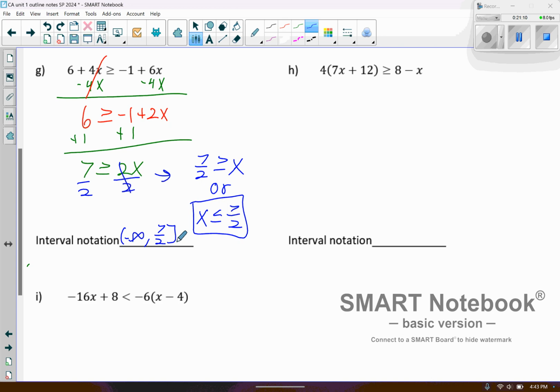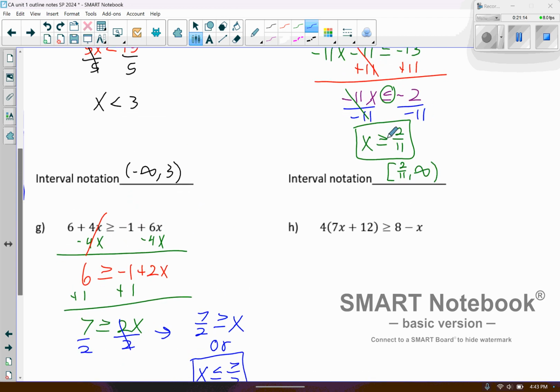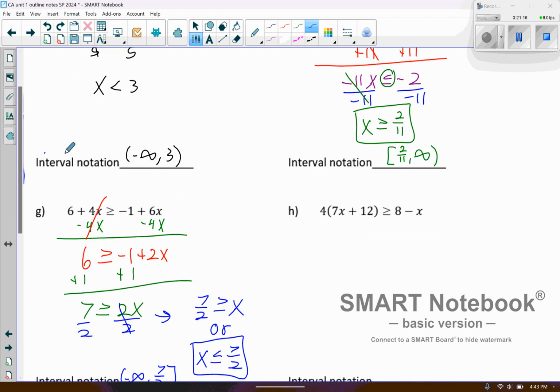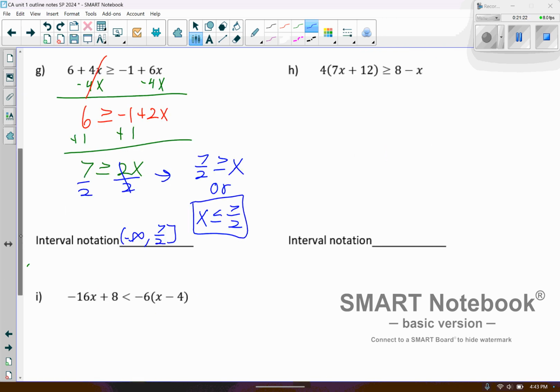If you really wanted to do a decimal, that's fine, but the problem with decimals is the one up here, 2 divided by 11, that decimal is not very nice to work with. And so that's why, if we have a fraction, we typically just leave it as a fraction.